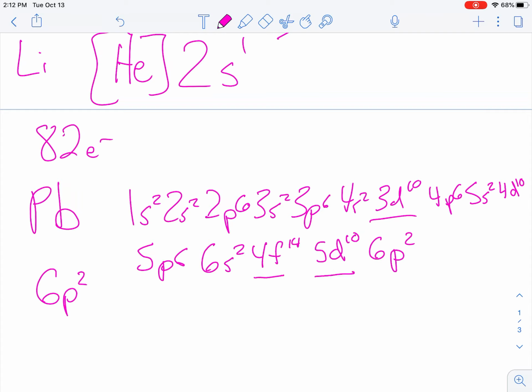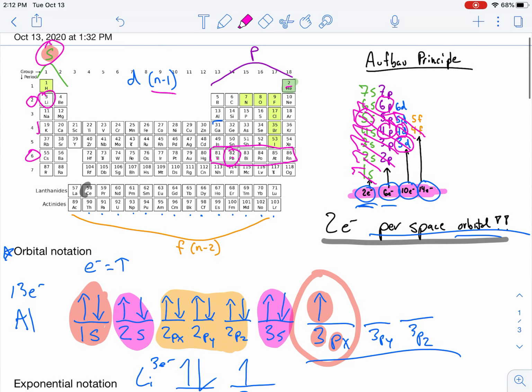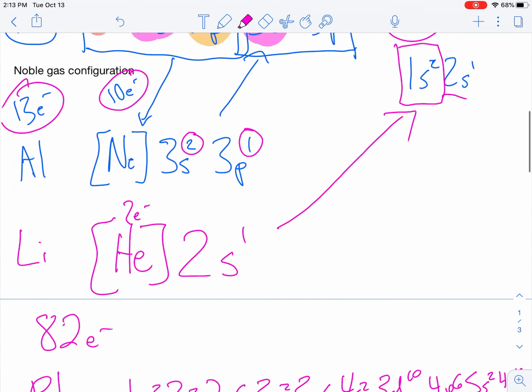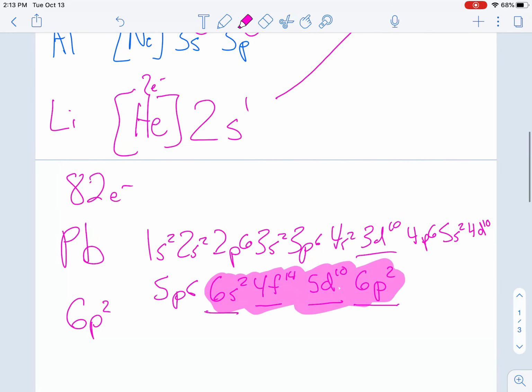Why did I go 4f14, then 5d10, and then 6p2? So this last combo here, let's take a look. I did 6s2, 4f14, 5d10, 6p2. All right, so 6s2, 4f14 is located here. That will come next. And then 5d10 will be all of those elements. And then 6s1, 6s2. And that should be a total of 82 electrons.